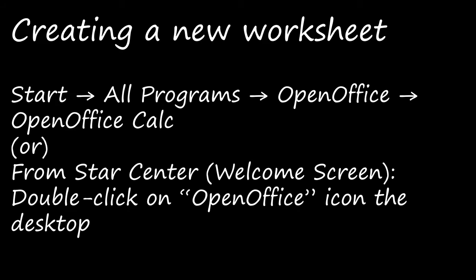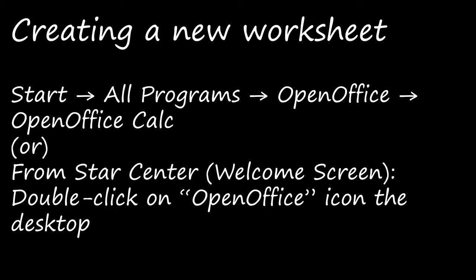To open a new spreadsheet, we have to go to Start, All Programs, OpenOffice, or you can go to OpenOffice Calc directly from the Start itself. The general format to open this OpenOffice Calc is Start, All Programs, OpenOffice, and then OpenOffice Calc. If you are coming from the Star Office screen, you can go to the Star Center welcome screen and the OpenOffice icon will be there. You can double click on it and open it from the Star Center also.